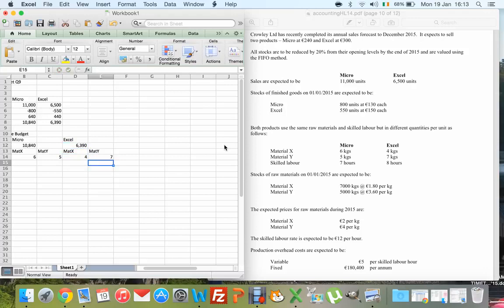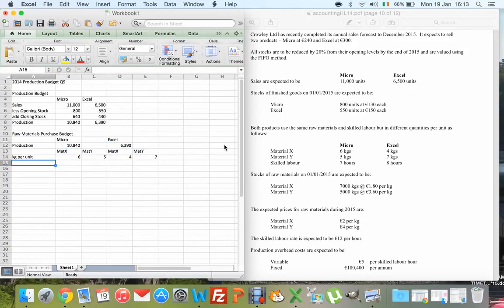So now I need to multiply those to find out the total amount of kilos I'll need to make that number of units. So I multiply that by 6. I'll multiply the same number by 5. And then for my Excels, I'll be multiplying the 6390 by 4 for my X's, and the 6390 by 7 for my Y's. So then I'll need to work out the total amount of material X I'll need to buy, and the total amount of material Y I'll need.